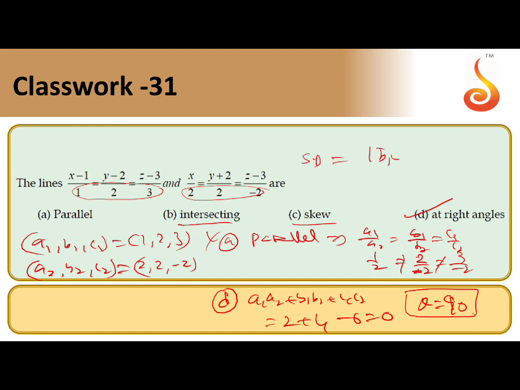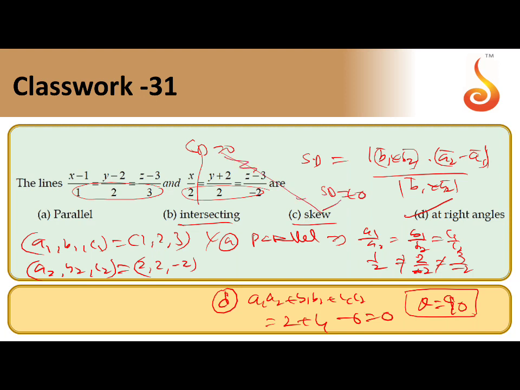What is SD? SD = (B1 cross B2) dot (A2 minus A1) divided by modulus of B1 cross B2. If this value is 0, they are intersecting. If SD equal to 0, they are intersecting lines. If SD not equal to 0, they are skew lines.